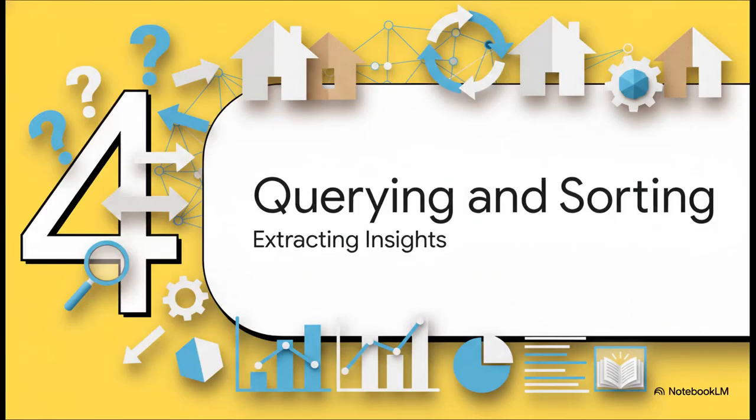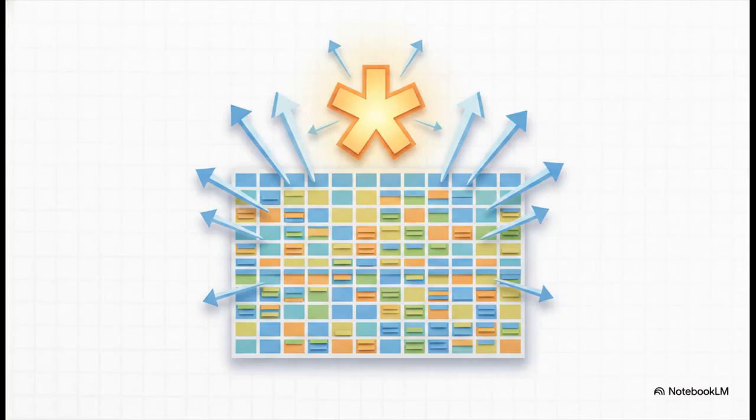Section 4. Querying and sorting data. Right, so a database is pretty much useless if you can't get insights out of it, isn't it? We don't store data just to hoard it. We store it to ask it questions. The most basic tool for this is the select star command. That little asterisk, it's a wildcard. It just grabs and displays absolutely everything in the table, every single column, every row. It gives you the entire board at a glance.